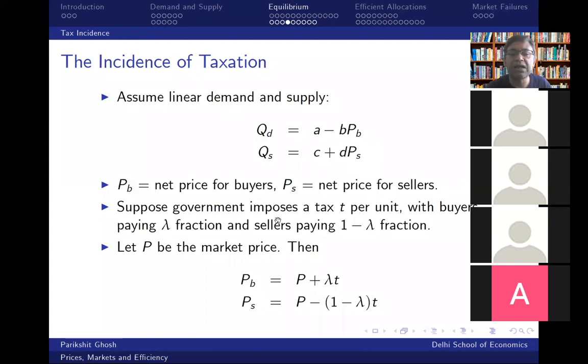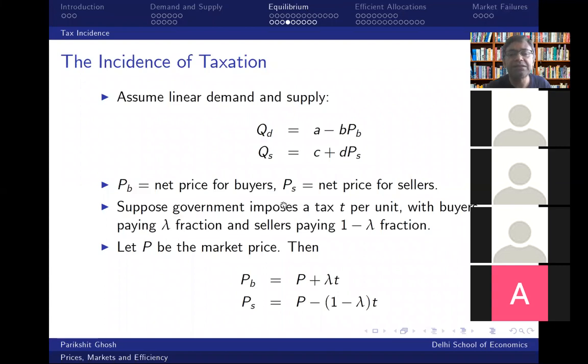Now, suppose the government imposes a tax of T per unit. So this could be any market. It could be the labor market, in which case the buyers are, of course, the firms. It could be some commodity market. We'll do a general analysis. So the government imposes a tax of T per unit, and the buyer pays lambda fraction of it, and sellers pay 1 minus lambda fraction of it. In the Social Security case, lambda equals half. But we can play around with many different values of lambda, right?